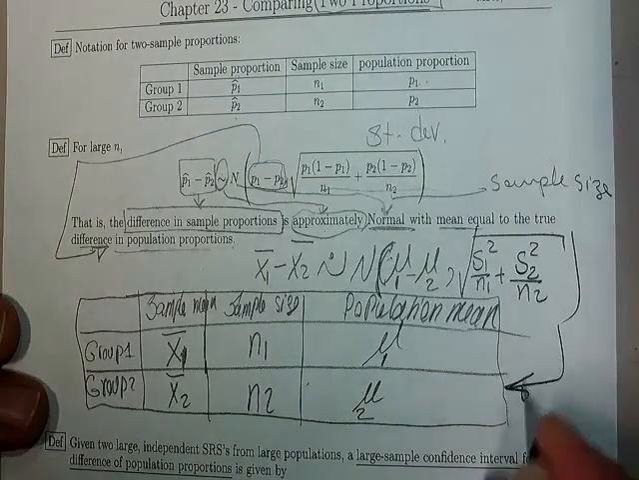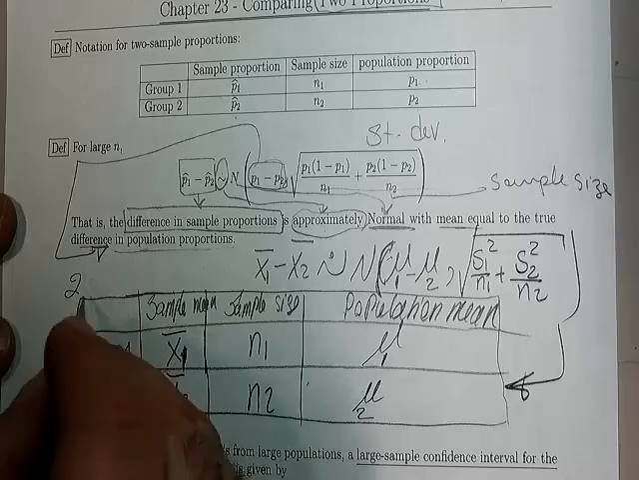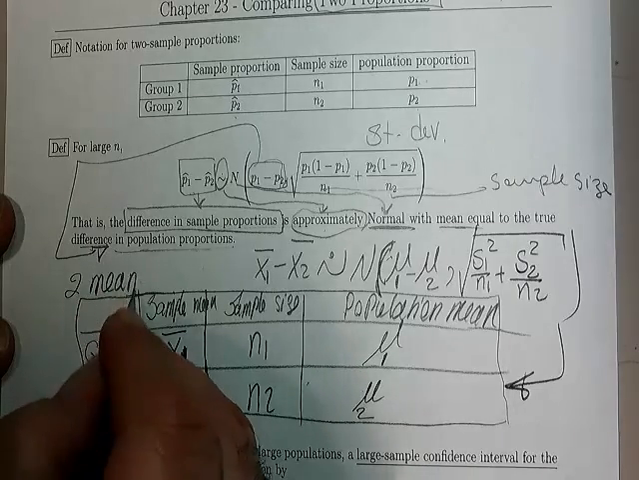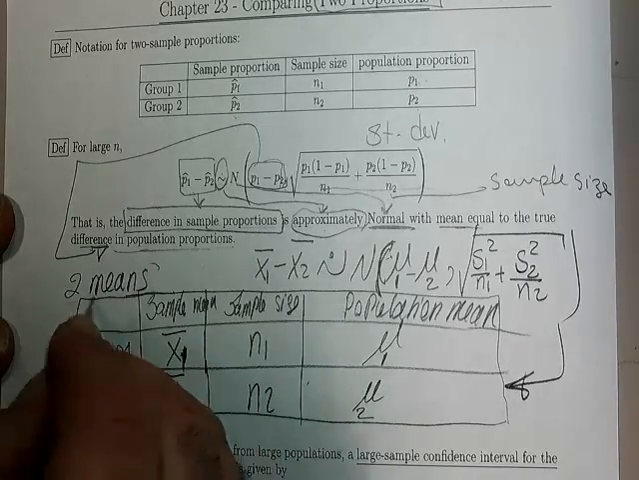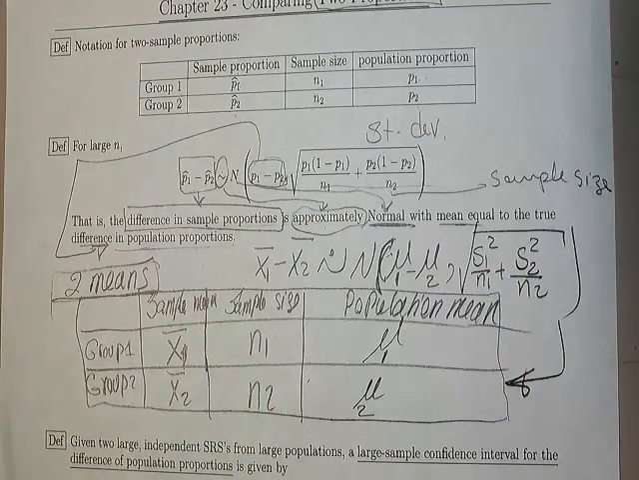This goes for this one. And this is two means versus 2 populations, we have 2 means.